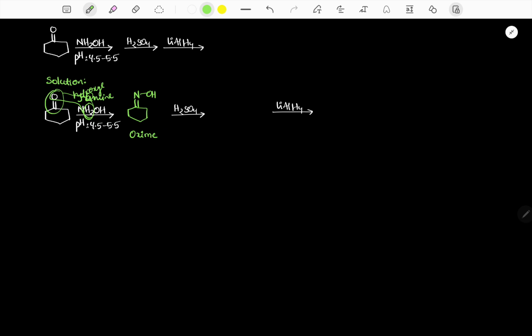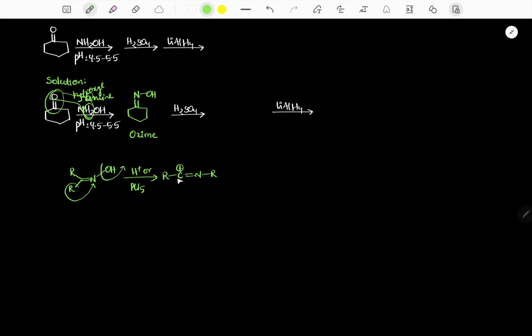Oxime treated with H2SO4. Suppose it is oxime. When it is treated with H plus or Lewis acid PCl5, here it loses OH minus. The anti-group will migrate and it forms corresponding carbocation.